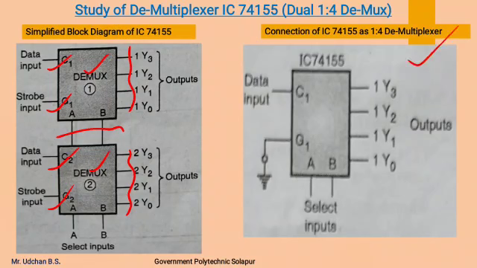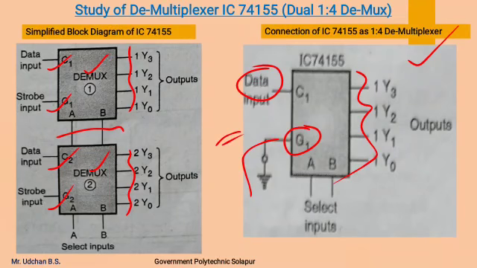This diagram shows the connections of IC 74155 as a 1:4 demultiplexer. The data input line, the 4 output lines. Here the strobe input line is connected to ground, that is its value is made 0, active low. So by connecting the G1 line to ground, we can observe the data input over the selected output lines depending on the status of these select lines.